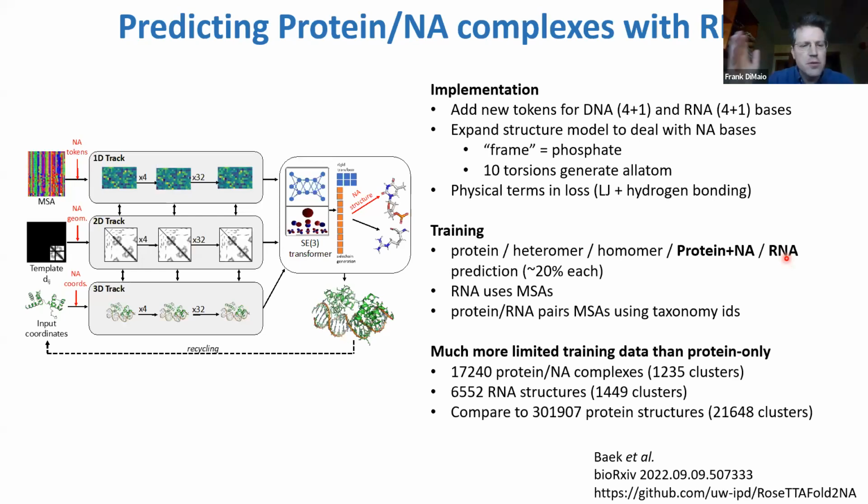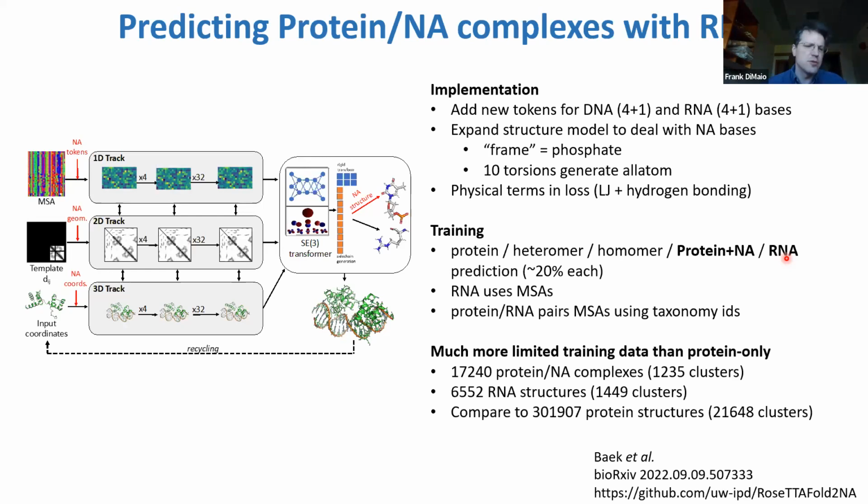For the RNA, we use MSA information, based on some prior publications, essentially searching NT and then searching the RNAcentral database to build MSAs for RNA. And then for protein-RNA complexes, we use a trick where you compute the MSA for both chains individually, and then combine them together using taxonomy IDs.